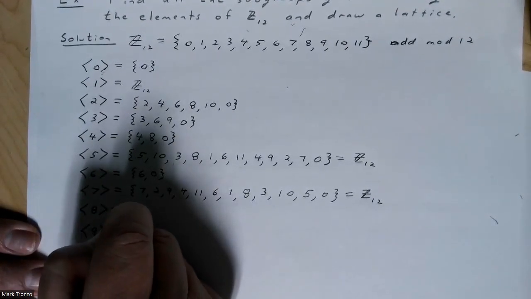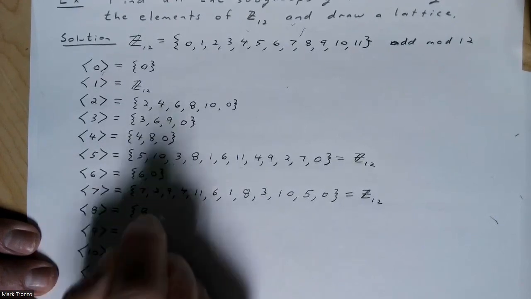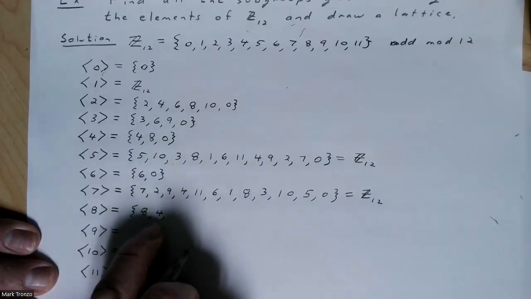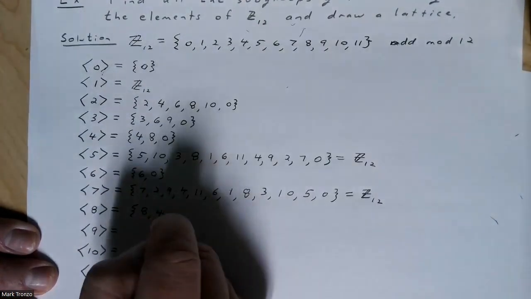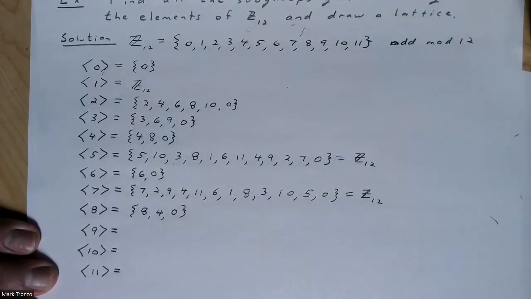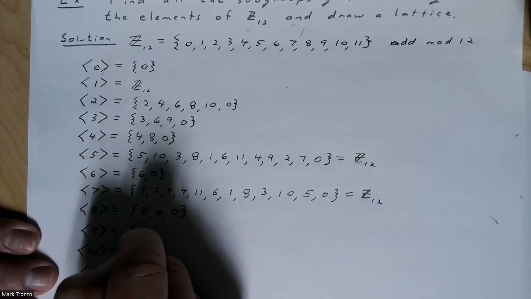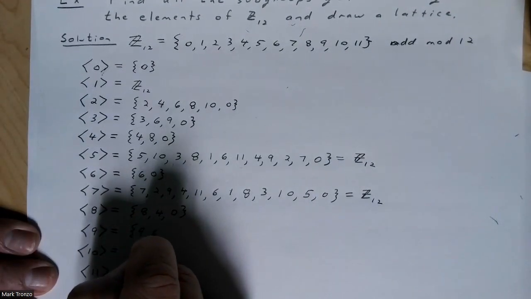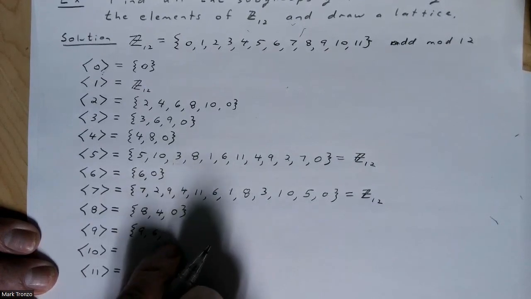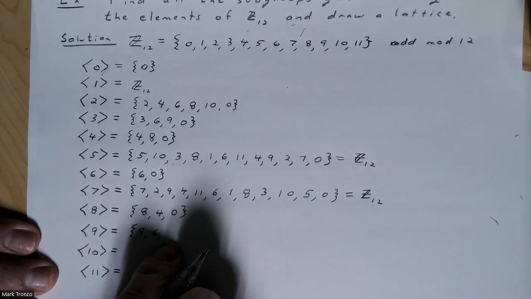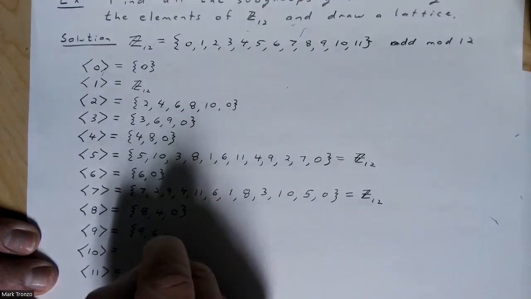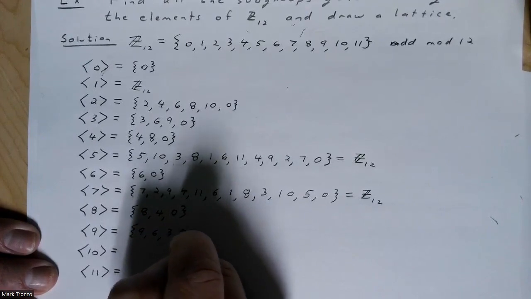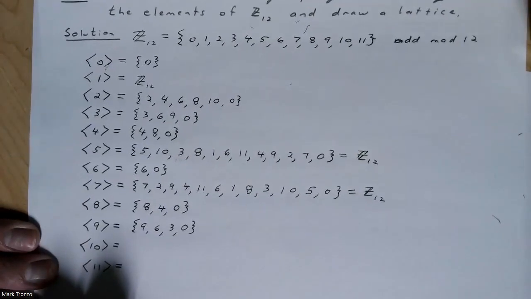And we got the whole group back. So again, 8 plus 8 is 16. 16 mod 12 is 4. 4 plus 8 is 12. And that's 0 mod 12. 9. 9 plus 9 is 18, which is 6 mod 12. 9 plus 6 is 15, which is 3 mod 12. 9 plus 3 is 12, which is 0 mod 12. We can stop there.